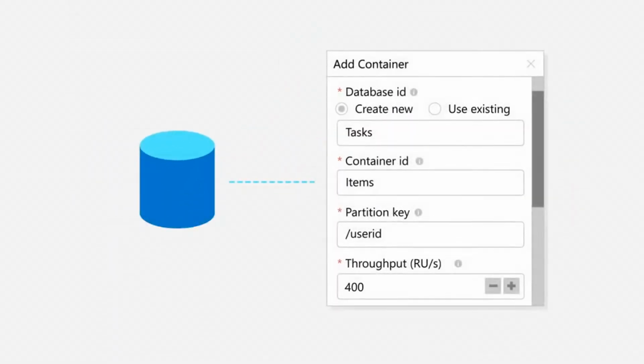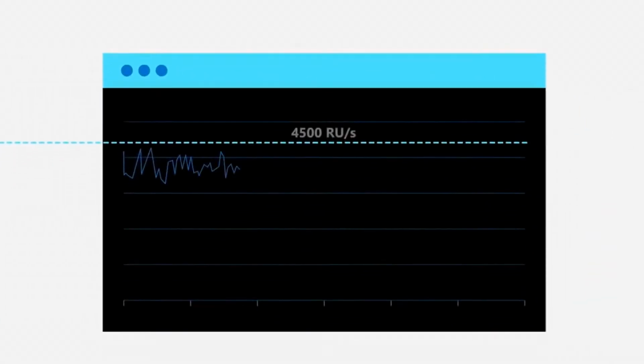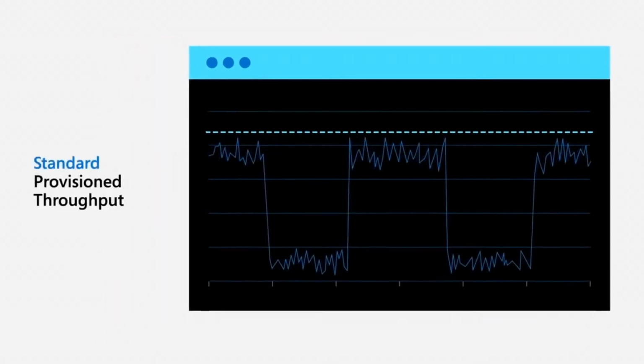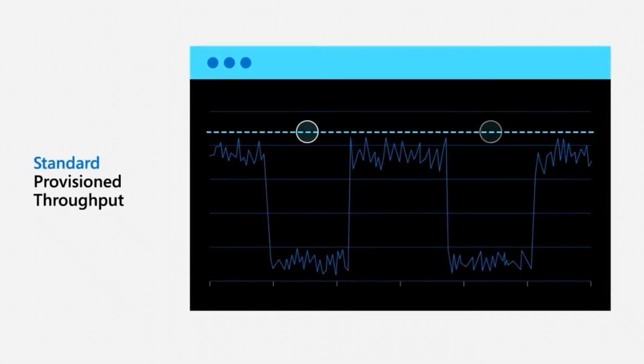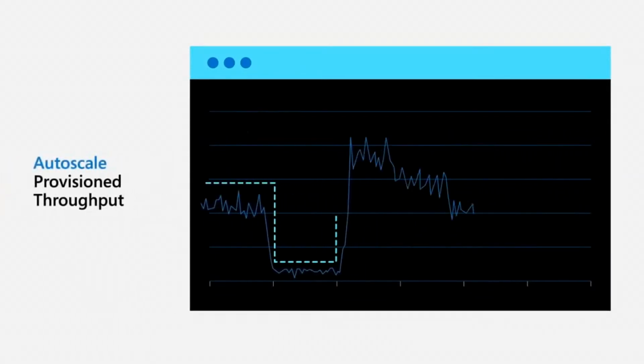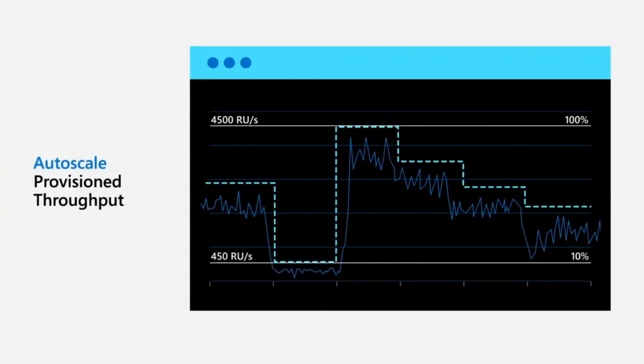Provisioned throughput is the capacity you allocate for database operations, measured in the number of request units per second and billed hourly. It works best for workloads that always have some traffic and require high-performance SLAs. If the traffic is predictable, you can use standard provisioned throughput to manually set and adjust capacity as needed. If the traffic is unpredictable, you can use auto-scale provisioned throughput to instantaneously and automatically adjust capacity between 10 and 100% of your set limit.